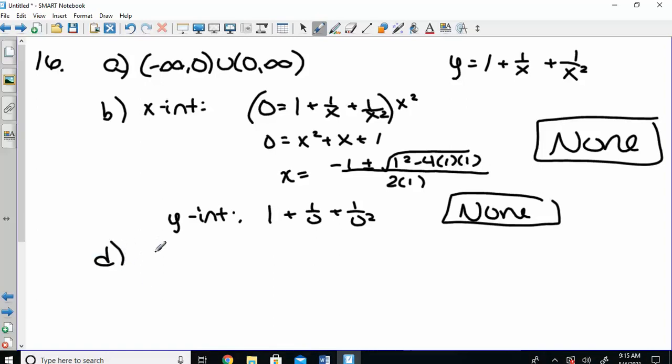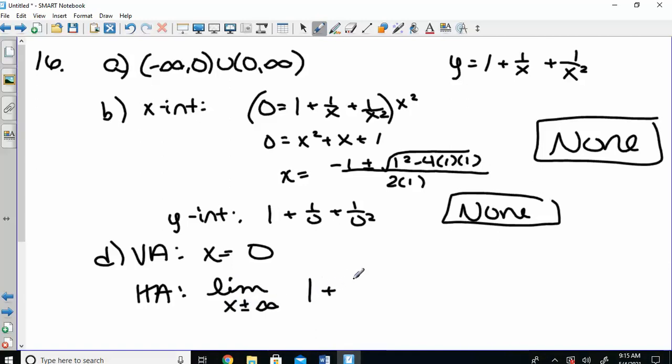So D, asymptotes. Vertical asymptotes happen when you are undefined. We already said that happens at 0, so that's our vertical. To get your horizontal, like we did on the previous one, you do the limit as you approach positive and negative infinity. This is written really nicely for that, because a number over infinity always turns into 0, so you get 1 plus 0 plus 0, which is 1. So our horizontal is just y equals 1.